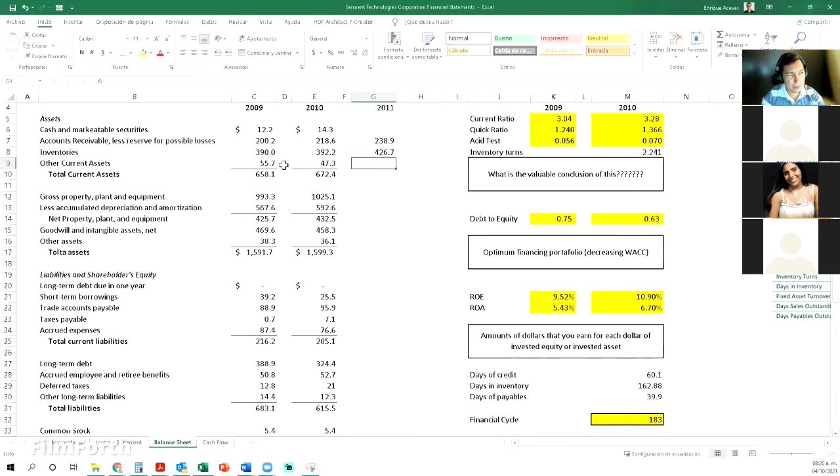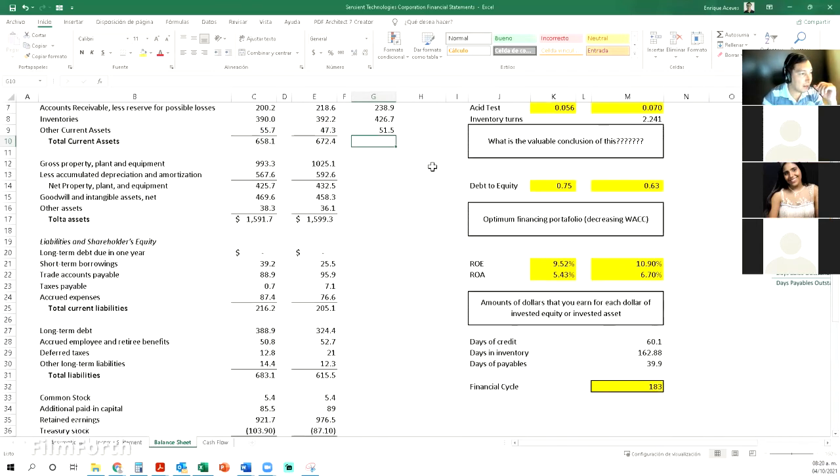Other assets, as you see, watch this line. It's not that material for what we're trying to achieve. You can just paste the average. That's what I would do. And that's it. For non-material lines or non-material accounts, we can use the average.